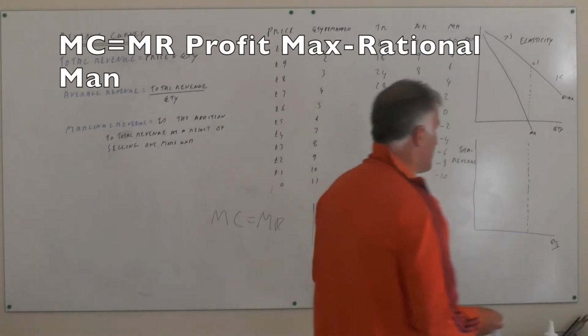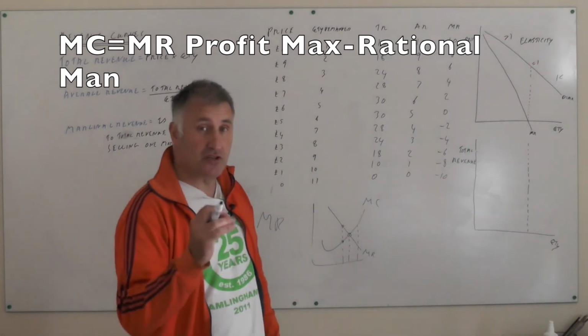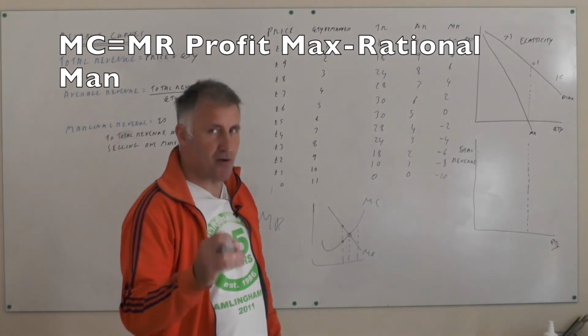When we draw the lines, the marginal revenue curve is always twice as steep as the average revenue curve.